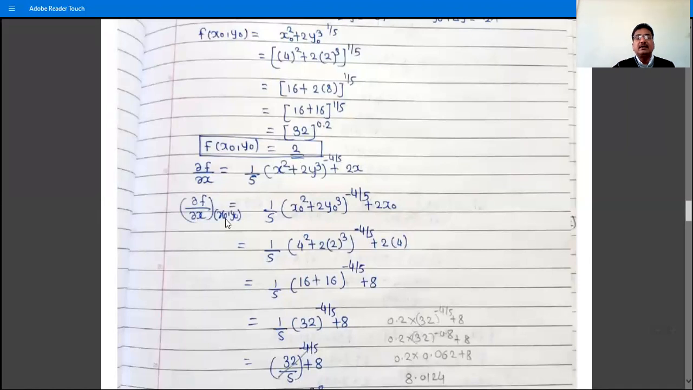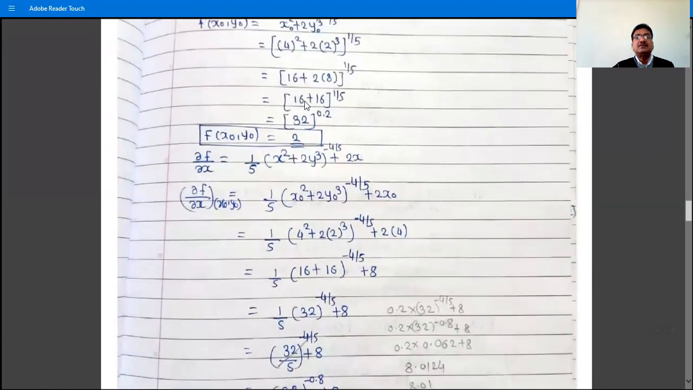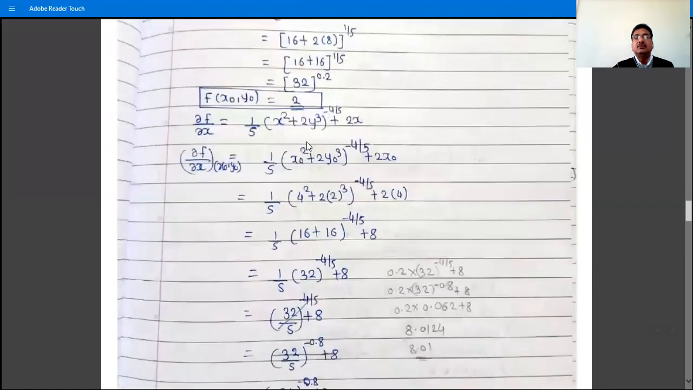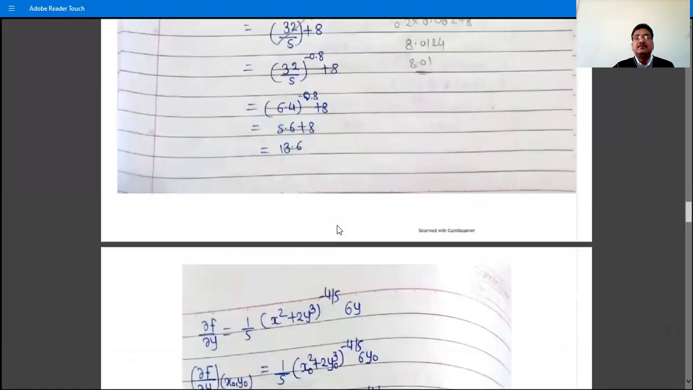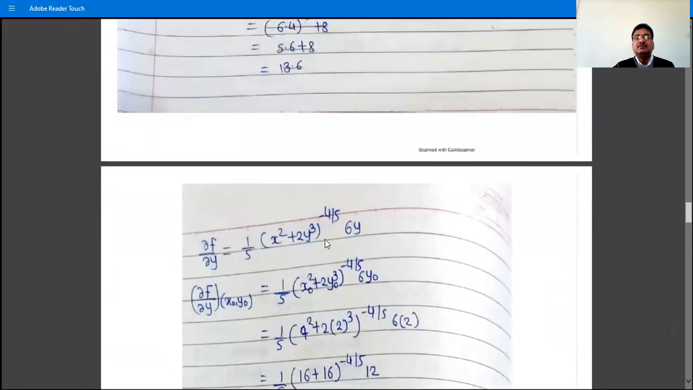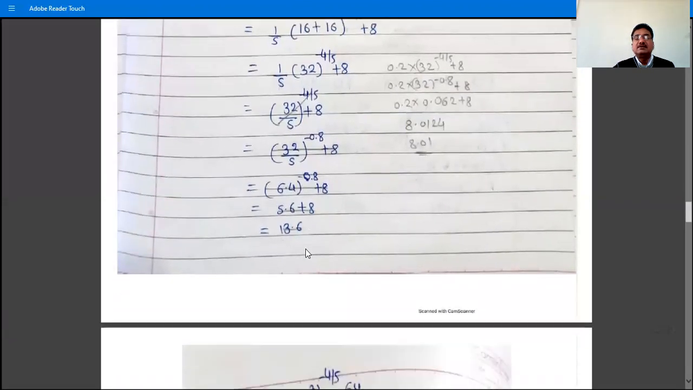Then the value at x naught, y naught: substitute x as x naught and y as y naught. So we have into 2 x naught, and then substitute x naught as 4 and y naught as 2. Into 2 into 4, that is into 8. Then we have the answer 32 raised to minus 4 by 5 into 8. Write that answer.